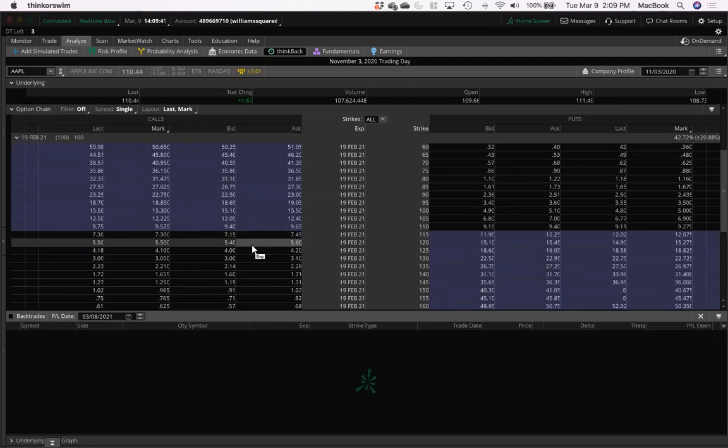So February. And for simplicity purposes, let's just pick an at the money strike, meaning we're going to pick a strike near the stock price. Apple on that day closed at 110.44. When you do ThinkBack, it is based on the price of the closing day. So that means these are the option prices as they were at closing of November 3rd, 2020. So let's go ahead and just select at the money 110.